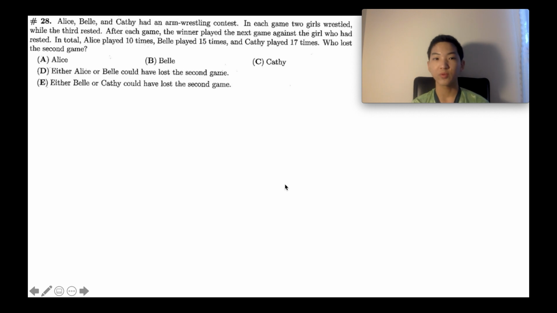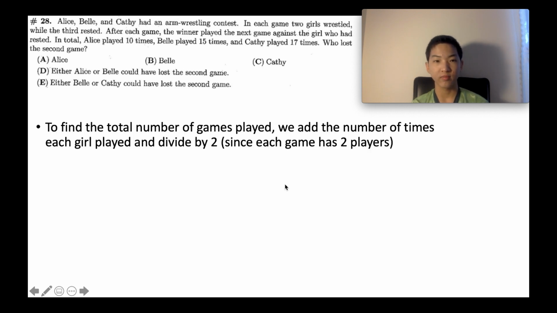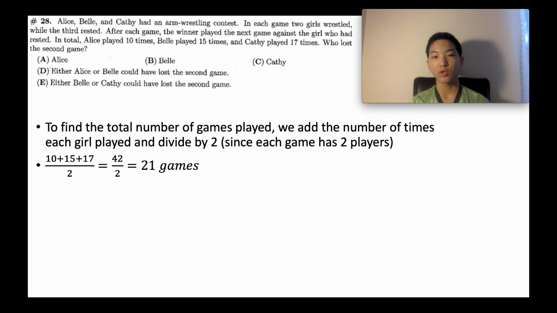Now we're on problem 28. To find the total number of games played, we add the number of times each girl played and divide by 2, since each game has 2 players. So there are 10 plus 15 plus 17, which is the total number of games each girl played, divided by 2. That's 21 total games played.